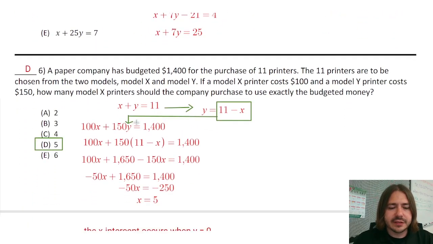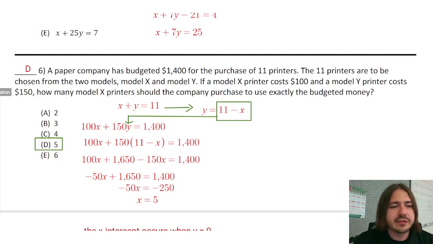Number 6. This is probably the other problem that requires the most algebra. First thing you have to do is write both of these equations. It says a paper company has budgeted $1,400 for the purchase of 11 printers. The 11 printers are chosen from 2 models, Model X and Model Y. If a Model X printer costs $100 and a Model Y printer costs $150, how many Model X printers should the company purchase to use exactly the budgeted money?